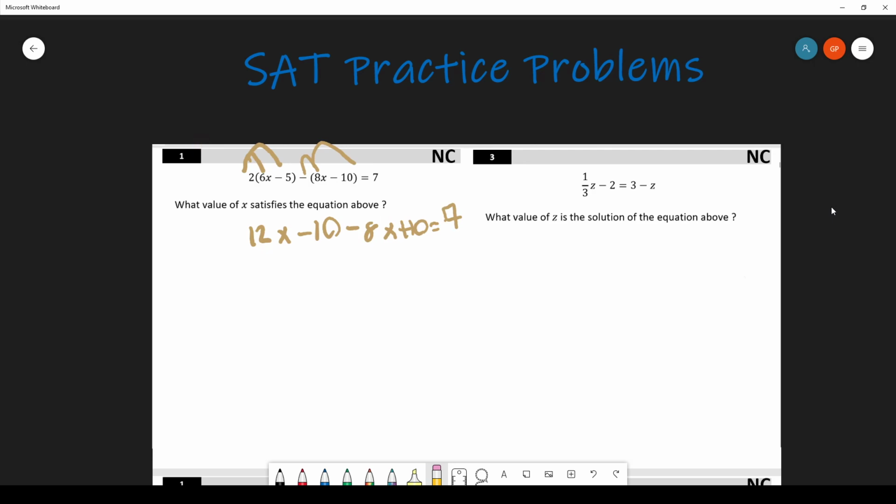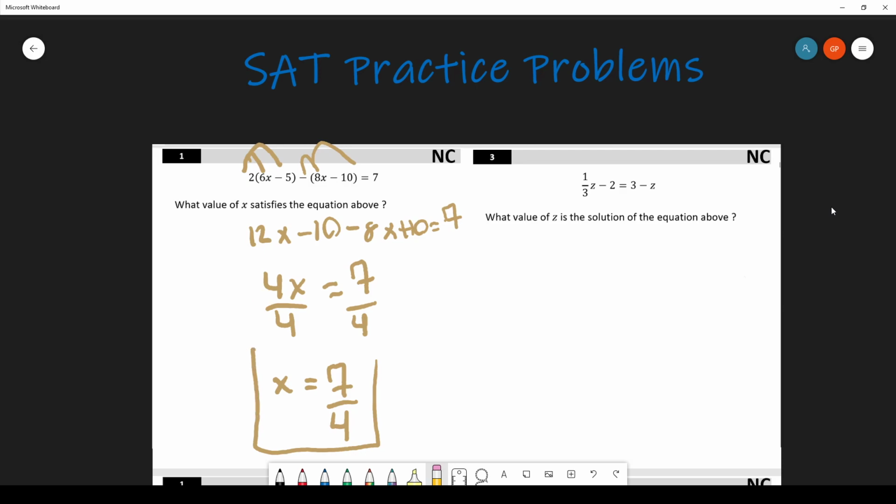So now the next step is to combine like terms, and I'm going to get 4x equals 7. So I'm going to divide both sides by 4, and I'm going to get my final answer that x is equal to 7 over 4. So this one wasn't that bad. Alright, let's do the next one.